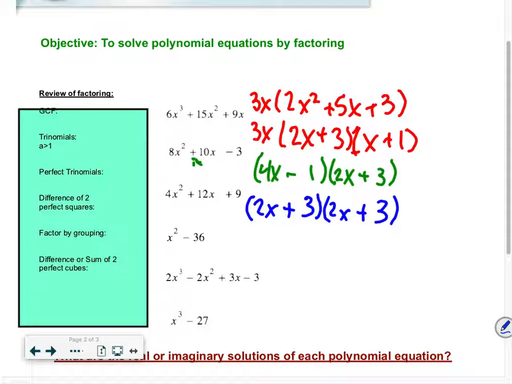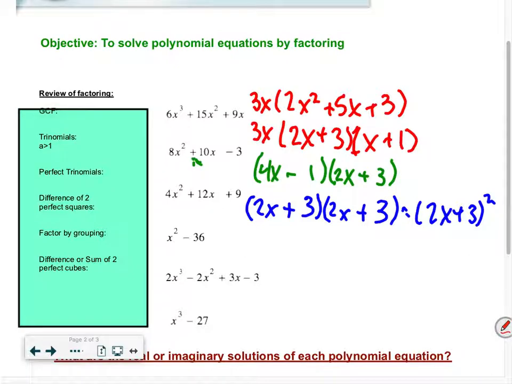Check it. 2 times 2, 4. 2 times 3, 6. 3 times 2, 6. 6 plus 6 is 12. 3 times 3 is 9. It works. Do you do it like that, or do you combine them? Can I break it down further? No. You can write it like that, because that tells us that our zero has a multiplicity of 2.